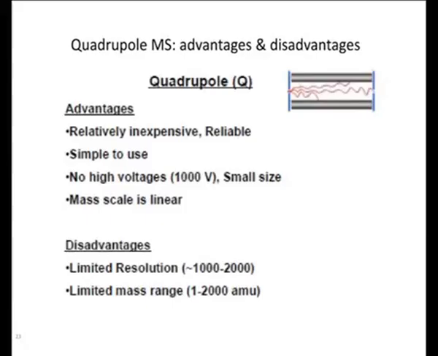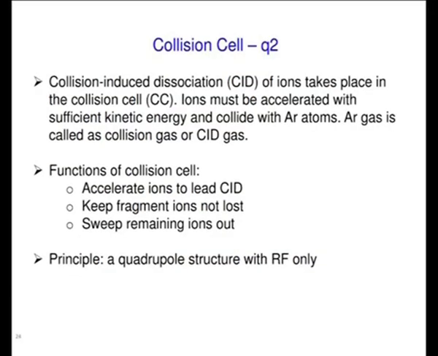Because it doesn't have as much mass accuracy as time of flight. The collision induced dissociation of the ion takes place in the collision cell. The ion must be accelerated with sufficient kinetic energy to collide with the argon atom. Argon gas is called a collision gas, as I already explained.